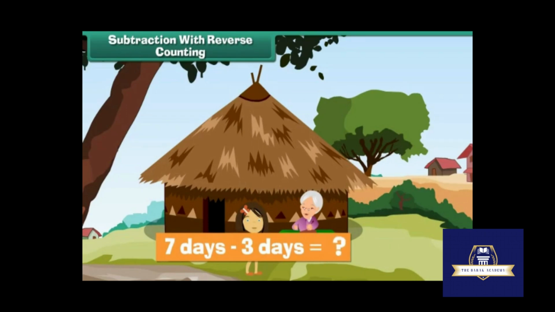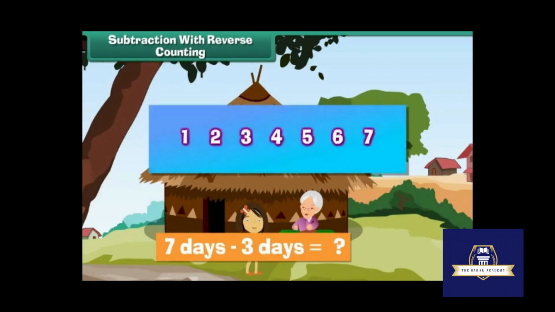How many more days can she stay with her grandmother? Move backwards from 7 and count 3 numbers because Sanya has already spent 3 days in the village. 6, 5, 4. She can spend 4 more days with her grandmother.